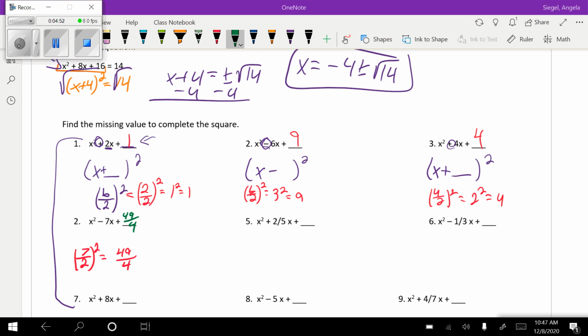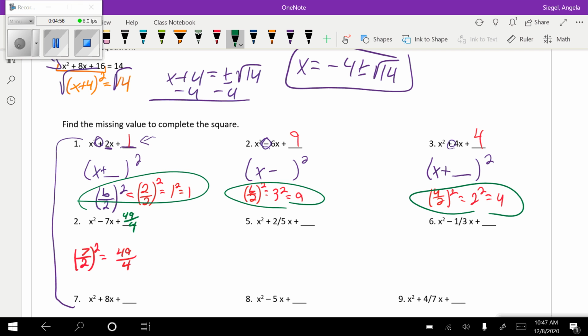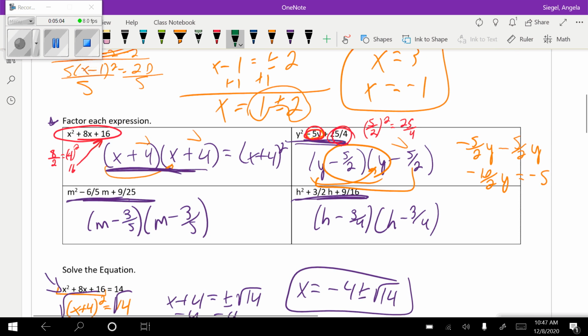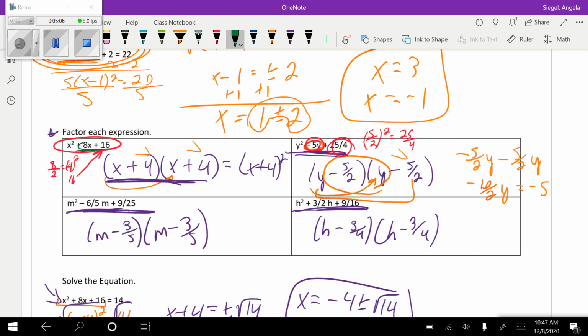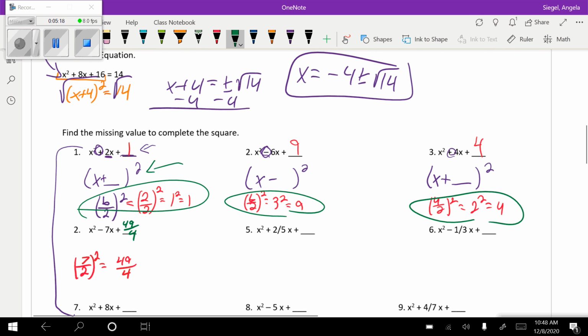Okay, so I did the first 3, and I showed my work down here, so they're pretty straightforward. Let's talk about what goes in these parentheses. Notice when I took this one and divided it by 2, that's the number that goes here and here. So I take this number and divide it by 2, and that is x plus 1 squared.